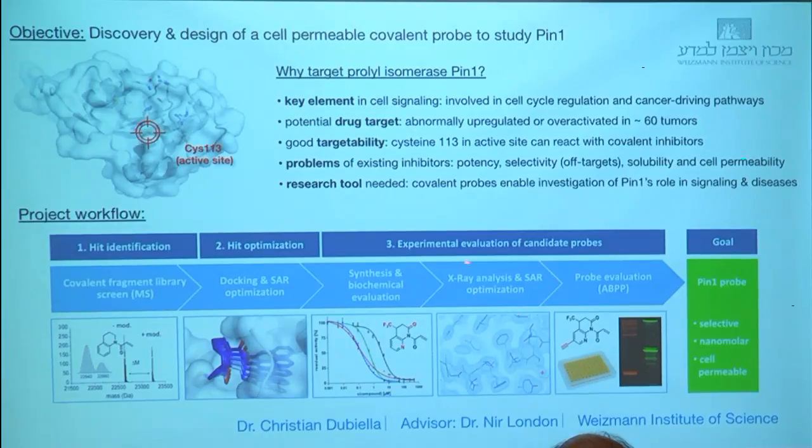And right now what is missing is X-ray, just structural information to first validate our docking studies, which our lab is constantly working on, and also to further optimize our probe to finally be able to make ABPP, activity-based protein profiling. So our goal is to find a PIN1 probe, and it has to be selective, active in the nanomolar range, and cell permeable. Thank you for your attention.